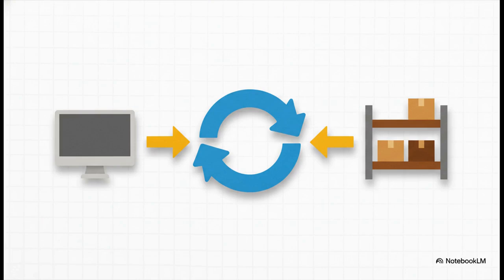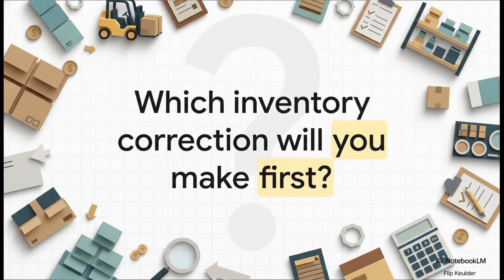So there you have it, 2 super clear ways to make sure what's in your system matches reality. So which correction are you going to tackle first? Now you've got the tools to keep your inventory spot on.